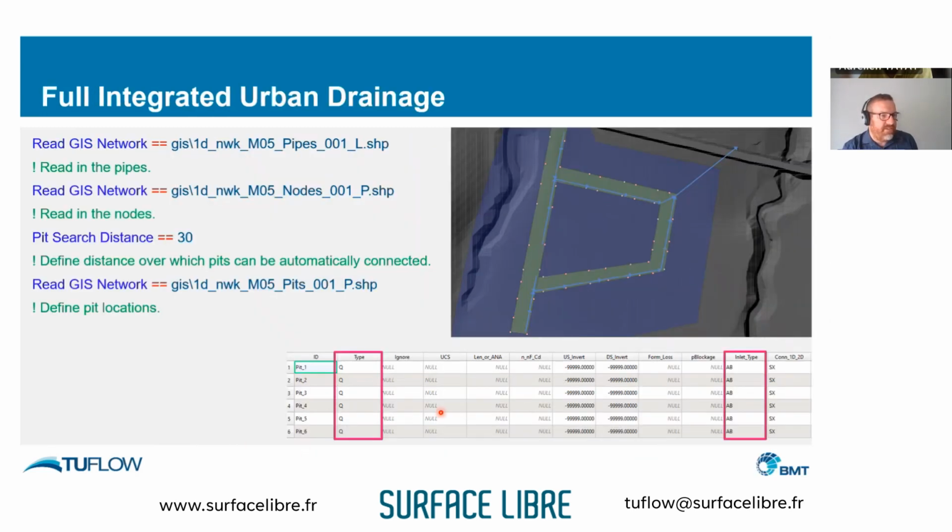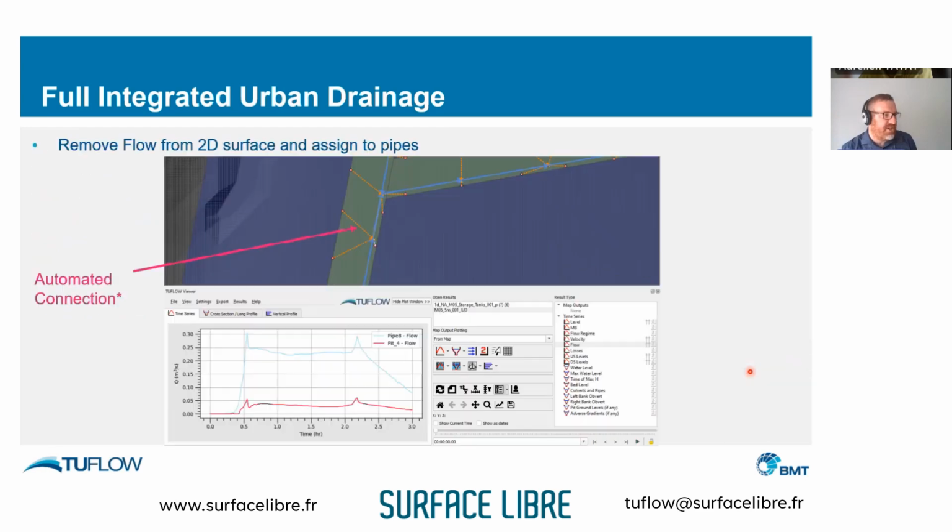So Q-type pits, we're using a defined AB type. That's defining our depth discharge relationship. And you can see if you bring in the 1D network file, it will show you the pipe network, it will show you the pits, the inlets, and then it will just show us the automated connection that pit search distance is generating.